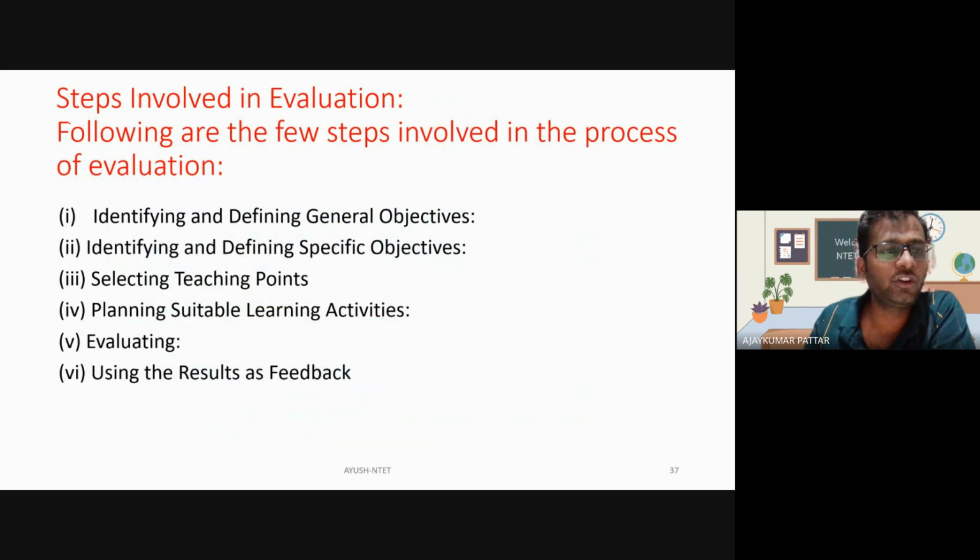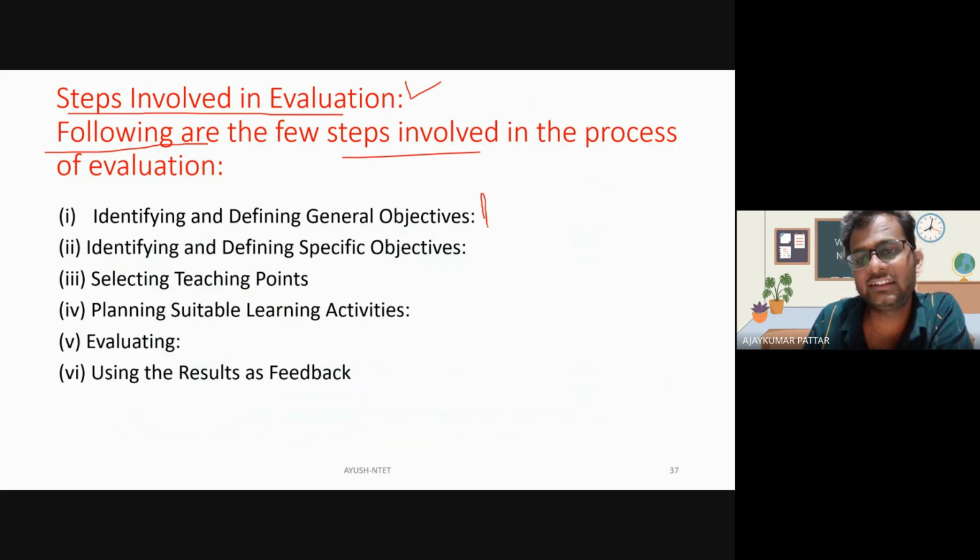Then the steps involved in the evaluation. So what are the steps involved in the evaluation? Following are the few steps involved in the process of evaluation. First क्या करते हैं हमने? Whether objectives are fulfilled or not, that we will evaluate by the evaluation process.